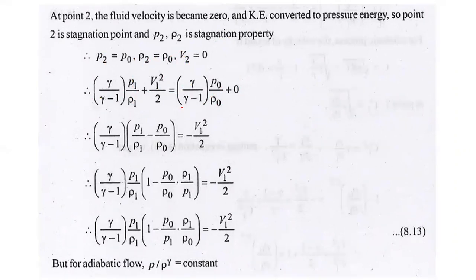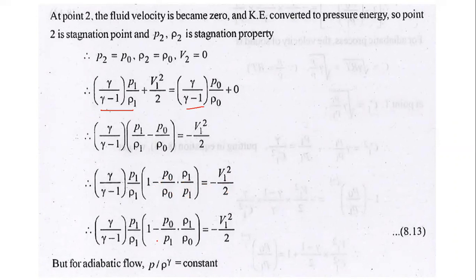If we take gamma upon gamma minus 1 as a common term, we get P1 upon rho 1 minus P naught upon rho naught is equal to V1 square by 2. Okay. And if we take P1 upon rho 1 as a common term, we get 1 minus P naught upon rho naught into rho 1 upon P1 is equal to minus V1 square by 2.